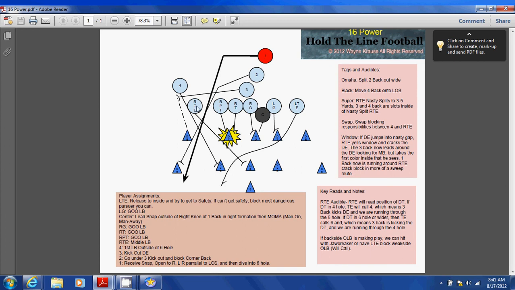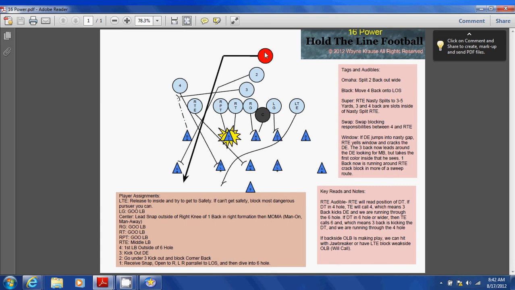Now, if the tight end had made a 6 call, meaning the D tackle was in this gap here, then the 3 back now will kick out the D tackle instead of the D end. The 2 back still does the same thing, has to go underneath this kick out block. Basically, we're running through the 4 hole now, so he's going to cut through here and then progress out to the cornerback to block him.